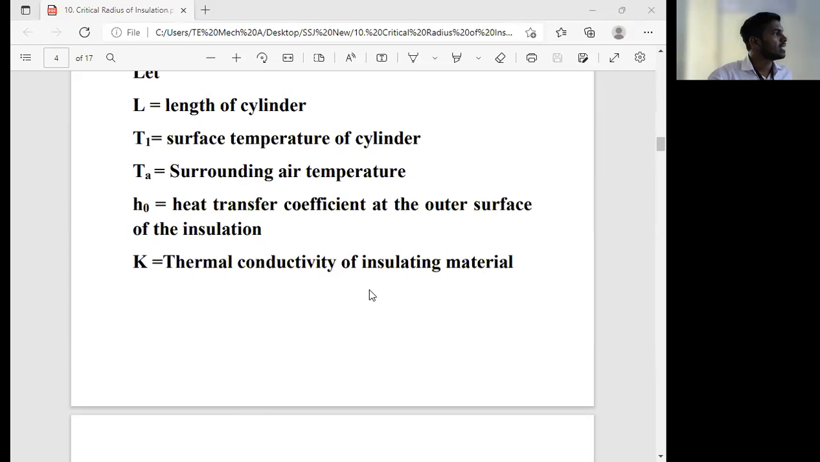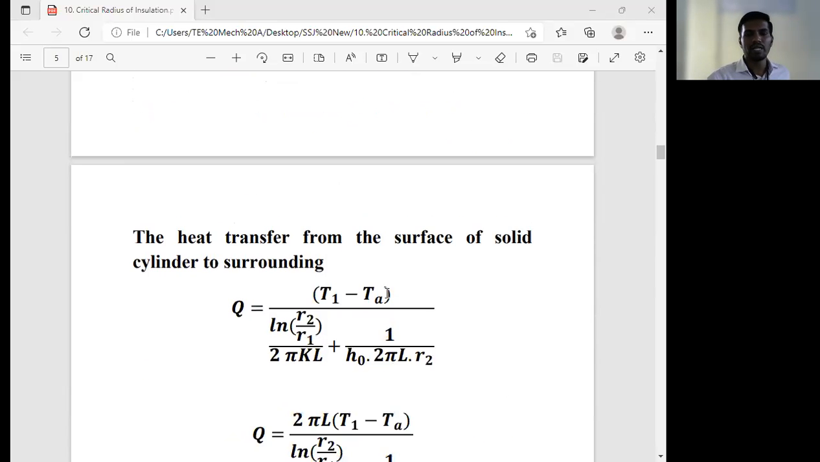What is the area? Tell me what the outer area will be. What is the formula for the cylinder? How to calculate the area of the cylinder? Don't you know the area? 2 pi RL. Okay, so in that way write down the equation.